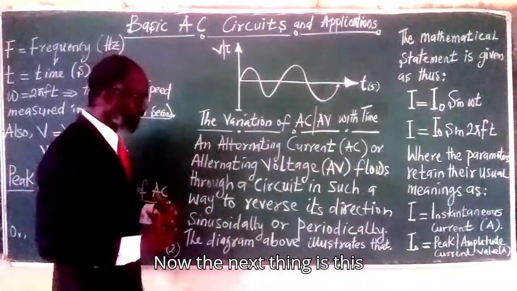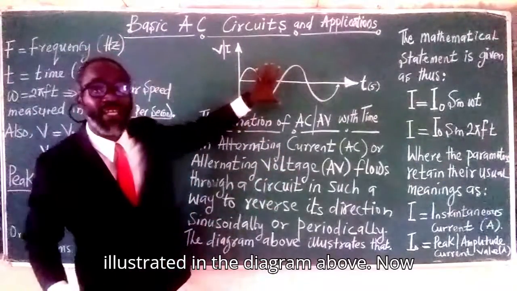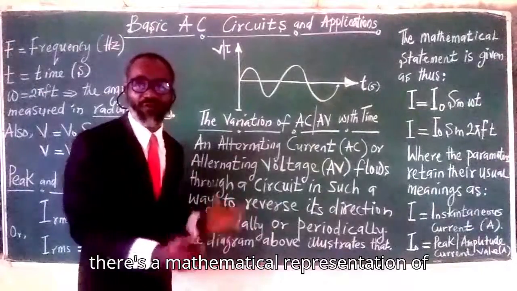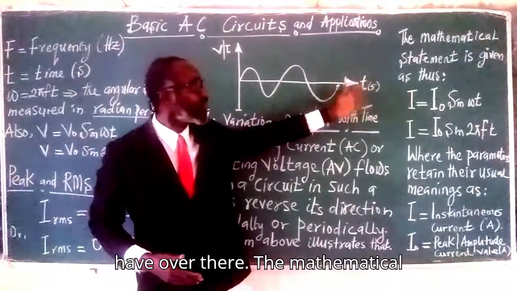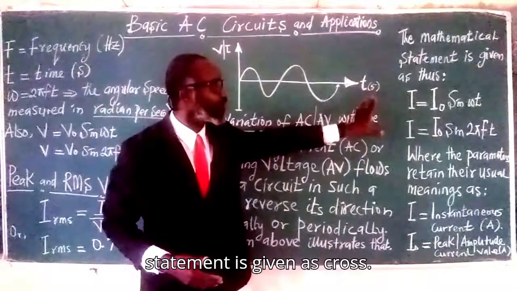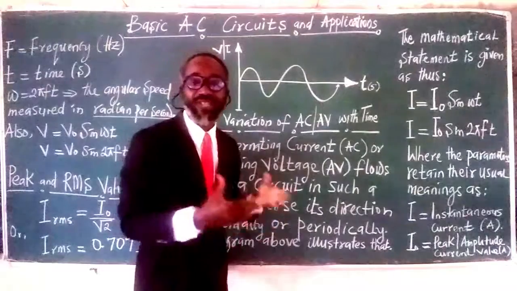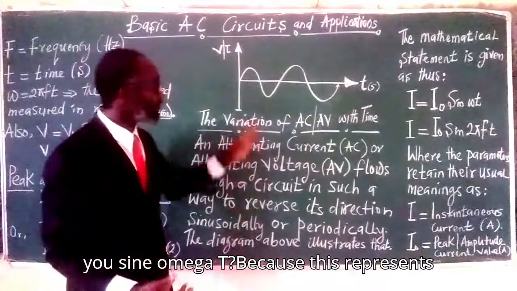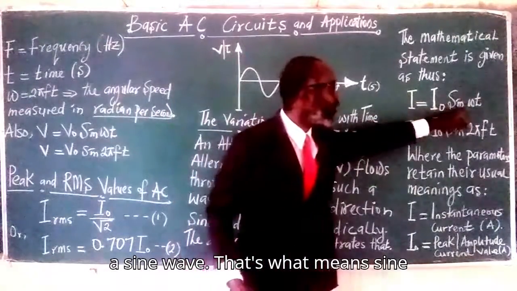Now, the next thing is this statement has been illustrated in the diagram above. Now there is a mathematical representation of this statement, and that is what we have over there. The mathematical statement is given thus: I equals I naught sine omega t. Why do we use sine omega t? Because this represents a sine wave. That's why we use sine omega t.